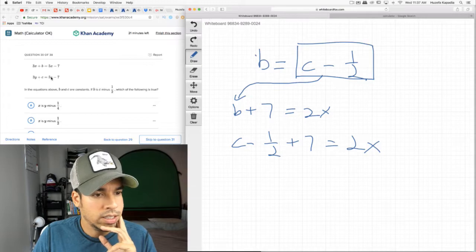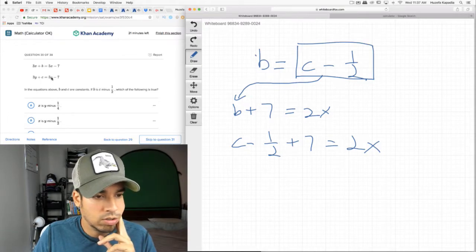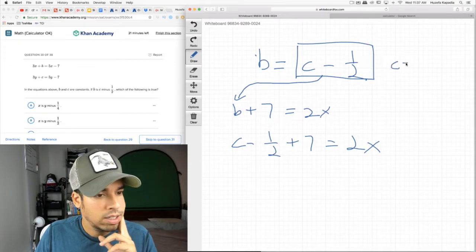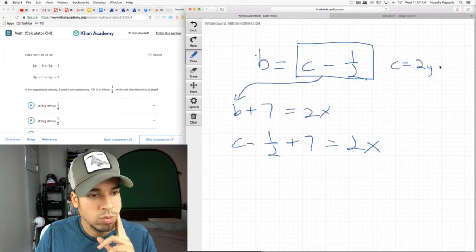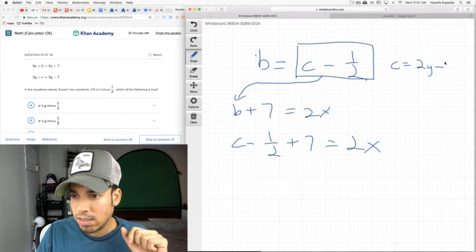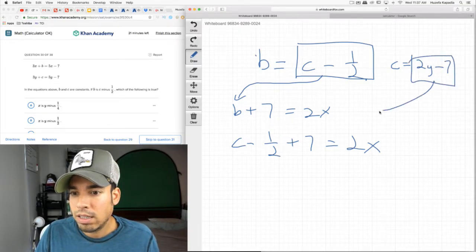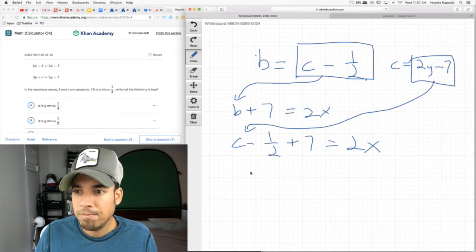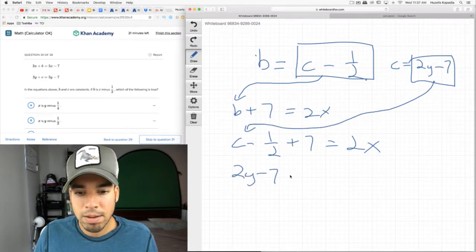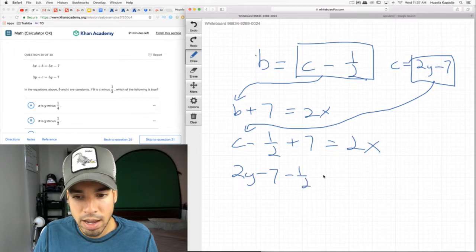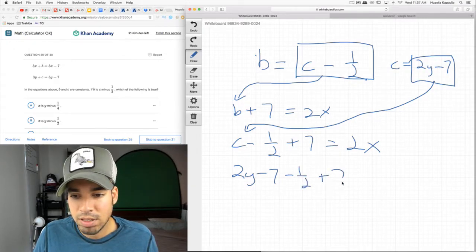And then I know we can get y in terms of c and then substitute that. So I'm going to isolate c. I'm going to subtract 3y from both sides to get c equals 2y, oops, 2y minus 7, right? I subtracted 3y from 5y. Take this and plug it in down here for c. Now I have 2y minus 7 minus 1/2 plus 7 equals 2x. These cancel out.